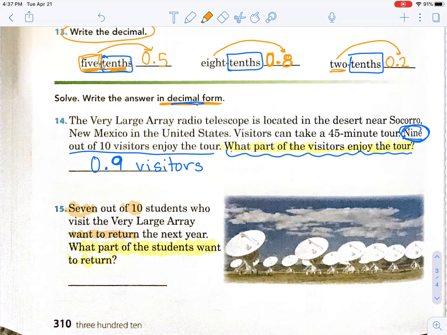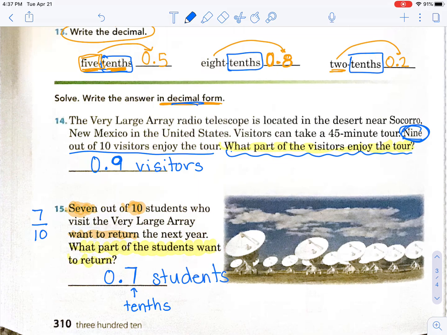So if it didn't want to return, we'd have to do some extra math. But thankfully, not today. 7 out of 10 want to return. So that's 7 tenths. If it was a fraction, we'd say 7 out of 10. But does it want a fraction? No, it wants decimal form. So 7 out of 10 people is 7 tenths. And the reason we say that, we know this, is because this is in the tenths place. Awesome. So 7 tenths of the students.